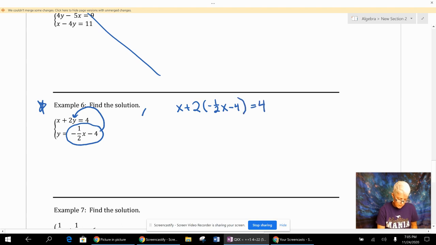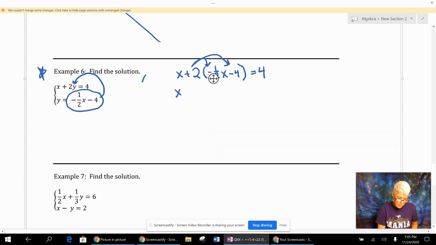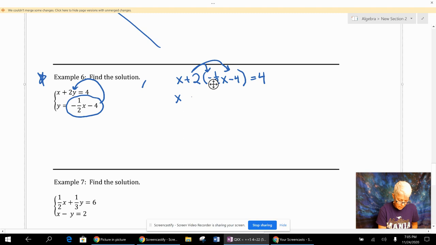equals 4. Now, did you see how I substituted the entire expression? If it equals Y, I put the whole thing in there. But it's 2 times the entire expression, so I need to distribute that 2 all the way across. Don't forget to do that. So 2 times a negative half is going to be a negative 1. So it's negative X minus 4 equals 4.